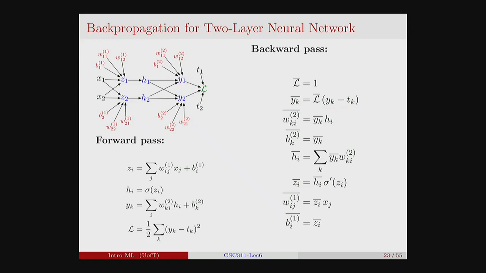And then you're ready to compute the gradients of the loss function with respect to the weights in the second layer of the neural network. Because remember, the only thing that these nodes depend on is the gradient of the loss with respect to y2. And the only thing that these nodes depend on is the gradient of the loss with respect to y1.